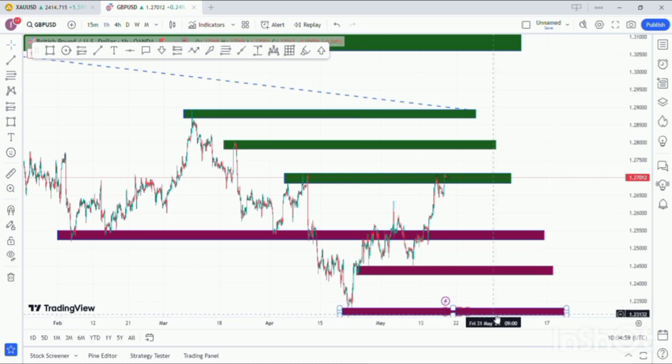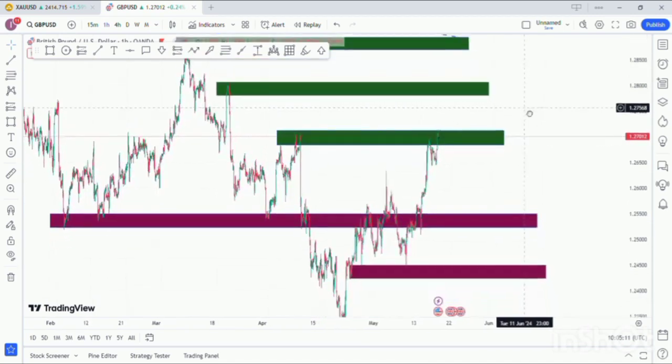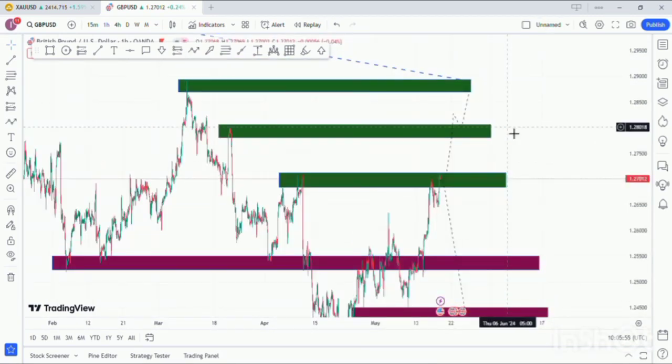But on the flip side, if price decides to continue upward, we're going to be expecting price to respect the resistance zone right here, or even break out of the resistance zone to the next resistance zone just above. So generally on the 1 hour time frame, or generally on the weekly forecast, we'll be expecting GBPUSD to drop to the support zone below. But on the flip side, depending on the opening price on Monday, we'll be expecting a movement to respect this resistance zone, or possibly break out of it to the next resistance zone just above. So guys, that will be all for GBPUSD.